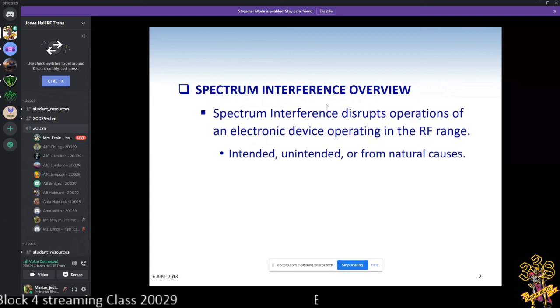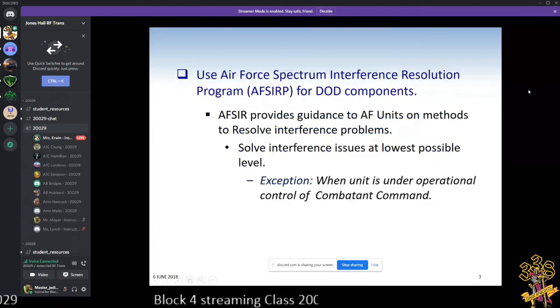It can be intended. It can be your enemies trying to jam you. It can be unintended. It could be from somebody doing something where they don't even know they're interfering with you. It can be from natural causes such as solar flares or the northern lights. The Air Force Spectrum Interference Resolution Program, you know, the Air Force has a program for everything, provides you guidance on how to resolve those interference problems.